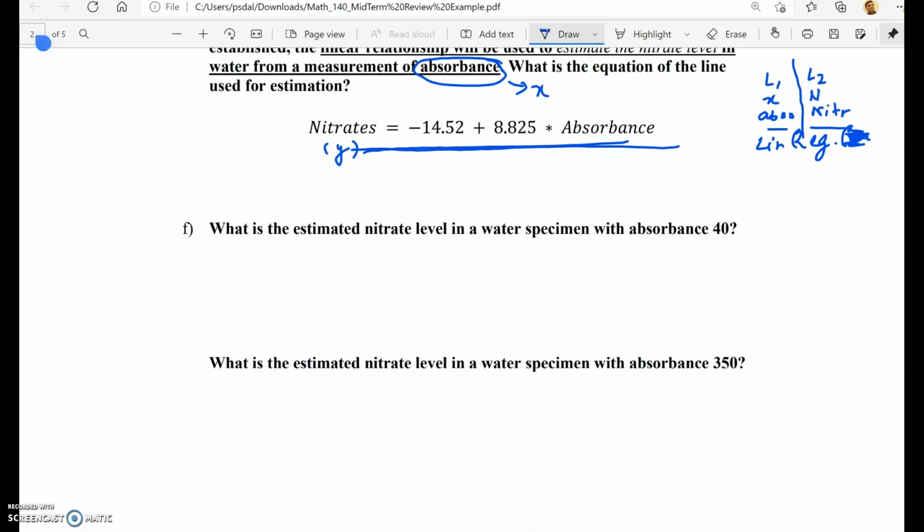Next, what is the estimated nitrate level in a water specimen with absorbance of 40? How do you find the estimated nitrate level? By using the regression equation. So substitute: nitrates is equal to negative 14.52 plus 8.825 times the absorbance, in this case, 40.